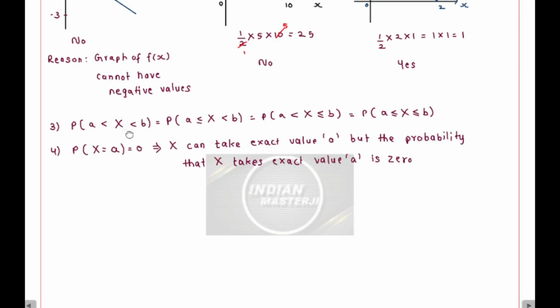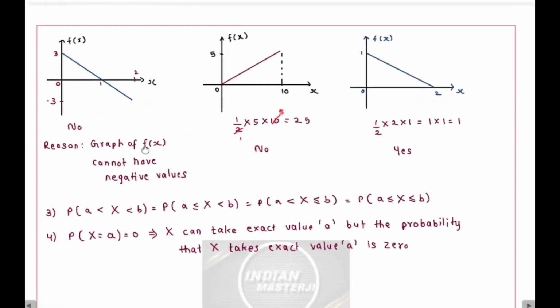So these are certain things which we need to understand about continuous random variables. If we have understood this, then we can take an example on the same, which we will take in the next video. That's it for this video.